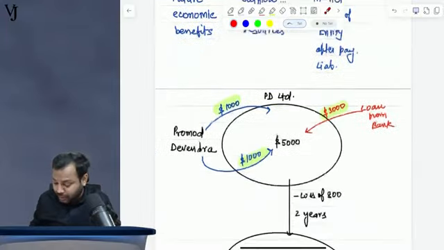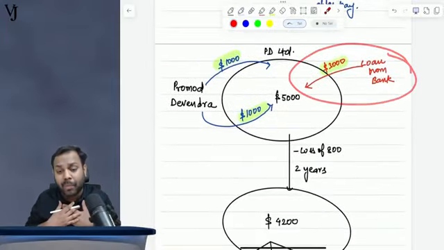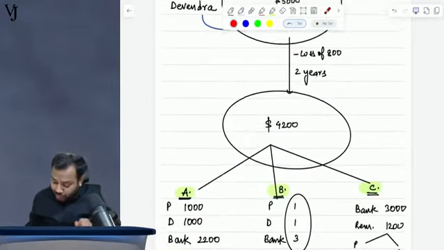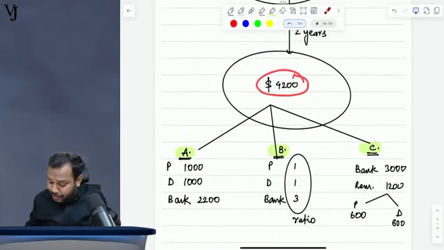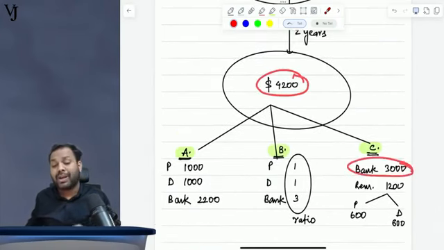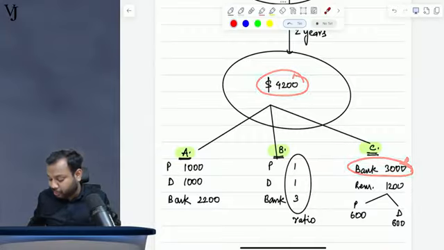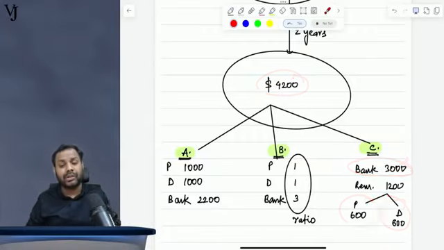What is my liability? I have taken a loan from the bank. That is my obligation, that is my liability. So first of all, from these net assets, I will pay off the bank. Whatever amount remains is called equity. Now that will be distributed to the equity holders, the equity shareholders.